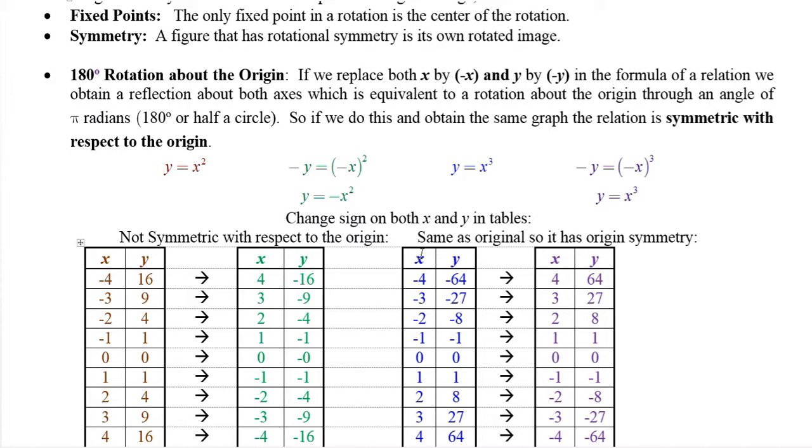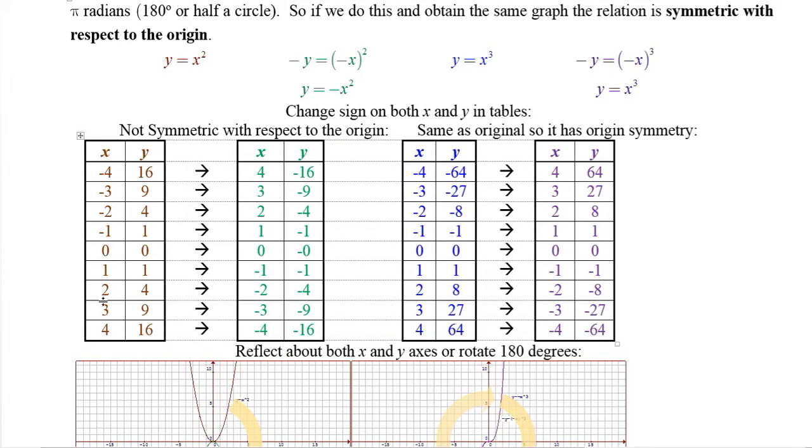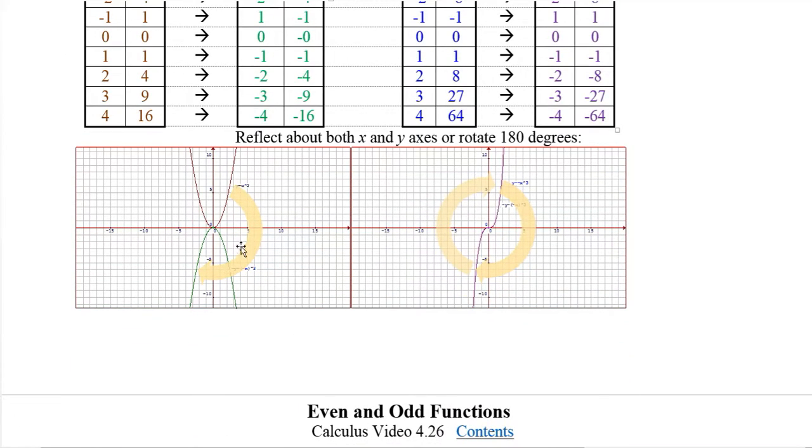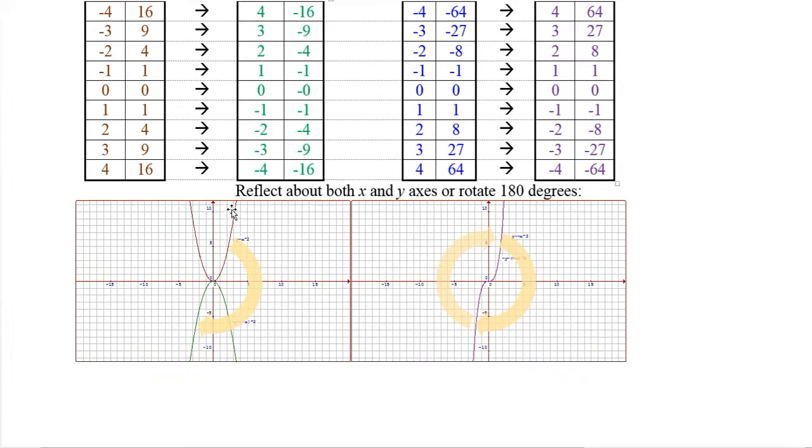So if we take y equals x squared and replace y by minus y and x by minus x, you can see that's what we've done in the table here. For example, negative 3, 9: we've replaced the negative 3 by positive 3, the 9 by negative 9. And so what we can see is the image has been rotated 180 degrees. So what was up here at 3, 9 is now down here at negative 3, negative 9. And what was at negative 3, positive 9 is rotated 180 degrees down here to positive 3, negative 9.